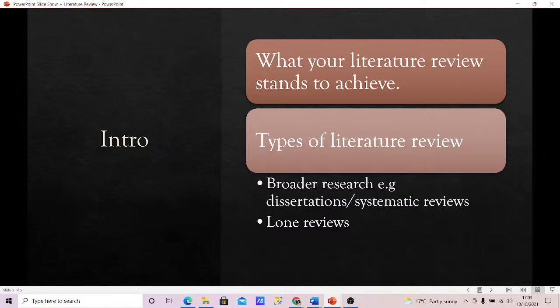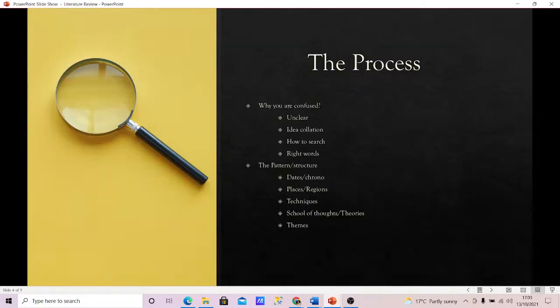But on the broader term, like in the form of dissertations or systematic reviews, you have the literature review on its own. It's not a lone review per se, right? So I hope that makes a bit of sense. So what a literature review literally wants to achieve is to show what has been done so far in relation to the topic you are trying to write about. That's the simple explanation. Now, what's the process?